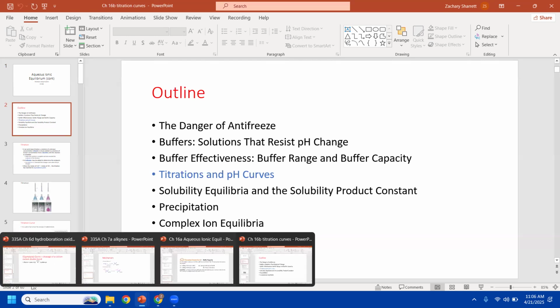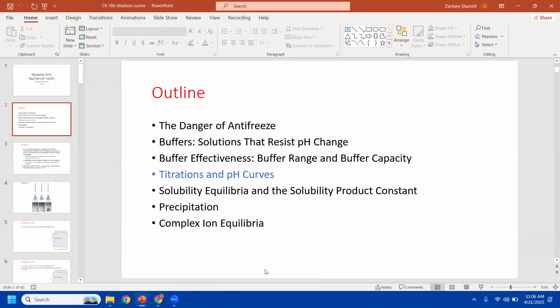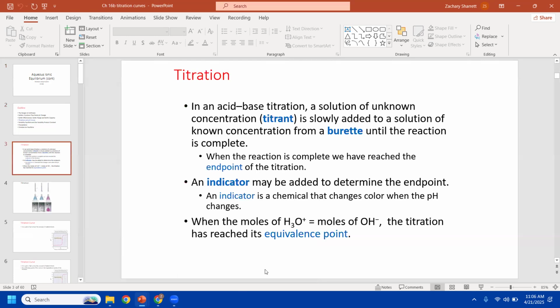So this is the wrong one. Let's see, 16B. Oh, no. Okay, so now we're on titrations and pH curves.